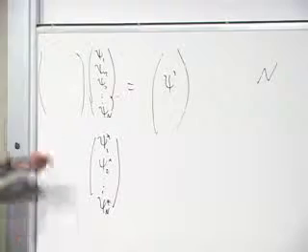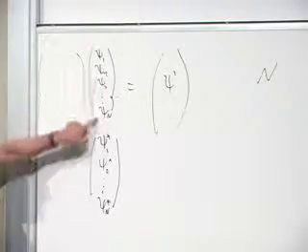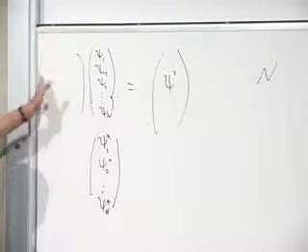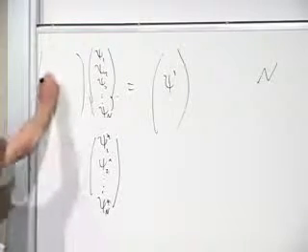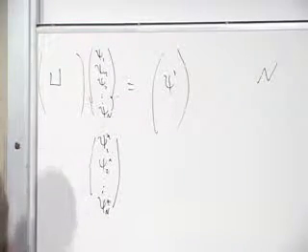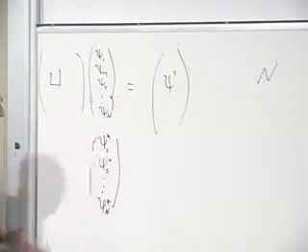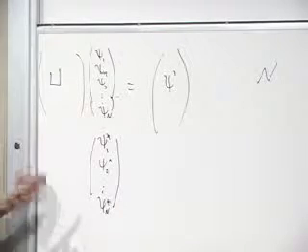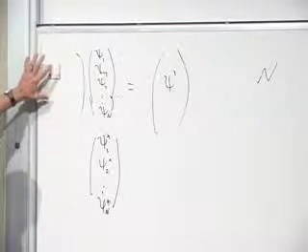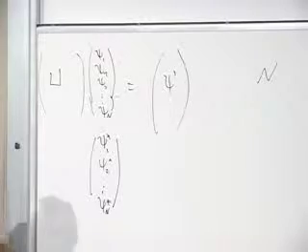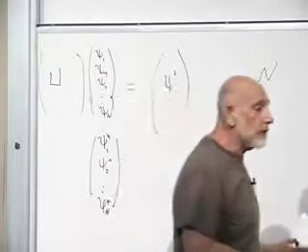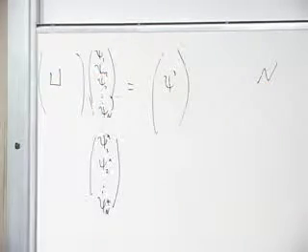If psi is acted on to get mixed up by matrices, let's call them U, unitary matrices, then psi star is acted upon not by the same matrices, but by the complex conjugate matrices. So the psi stars actually transform in a different way than psi itself.